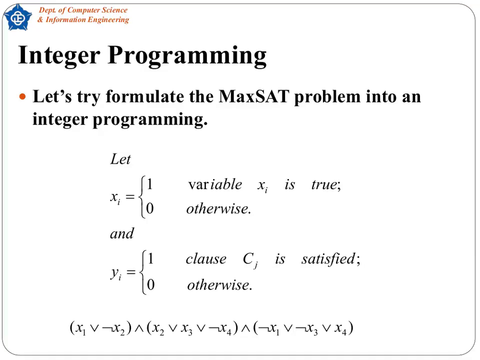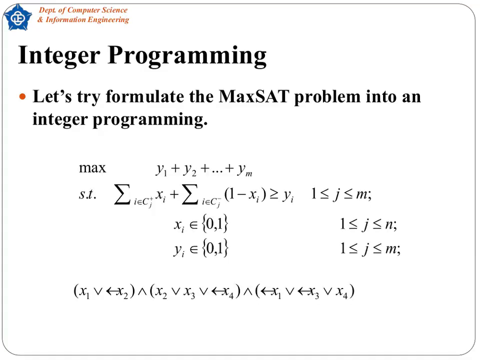Next, for every clause C, we introduce another binary variable y, setting y equal to 1 exactly when that clause is satisfied, and 0 if it isn't. As a concrete example, consider our running formula, x1 or not x2, and x2 or not x3, and not x1 or not x2 or x3. With x and y defined this way, we're ready to write an integer program whose objective is simply to maximize the total number of satisfied clauses, i.e., maximize the sum of all y variables.